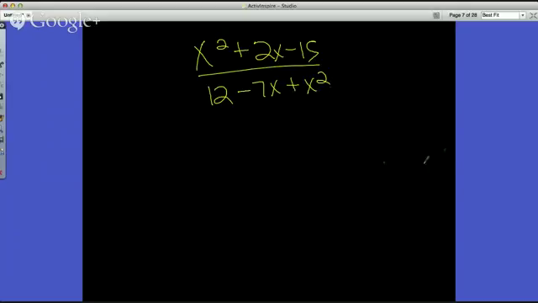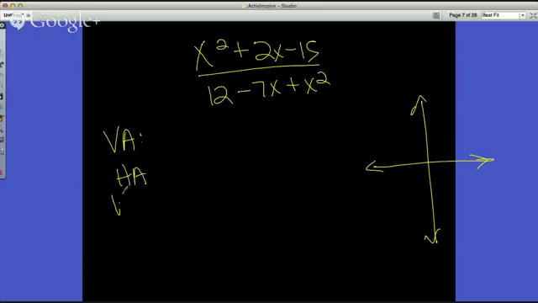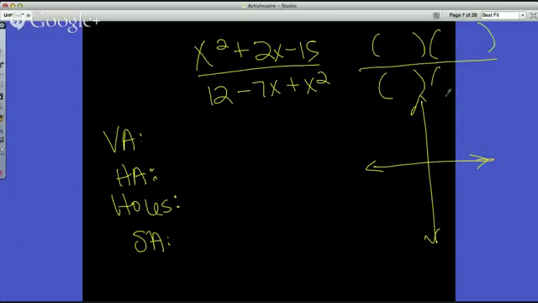Now I'm going to do this. Let's just for a second try to get an idea of what the picture looks like. So let's come up with our VAs, HA, holes, and is there a slant asymptote? I don't know, but we'll figure it out, okay? So let's first solve this by factoring out. So what would the top factor to be? x plus 5, x minus 3. Good. x plus 5, x minus 3, right? Okay, what would be the bottom?